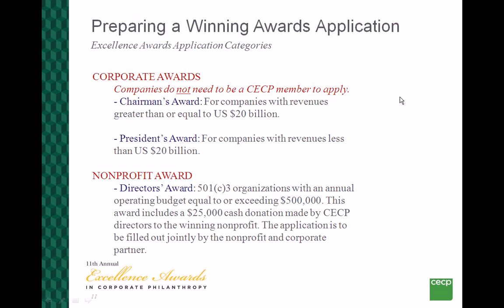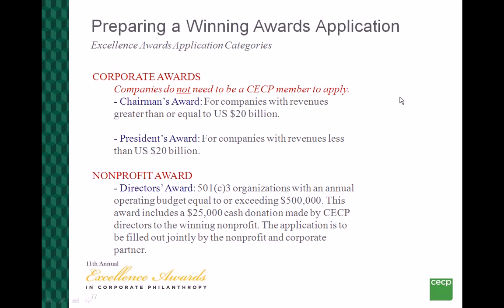I want to emphasize that companies who want to complete an application do not need to be from a CECP member company. This is open to any corporation who would like to share the story of their great work with our jury for consideration for the award.